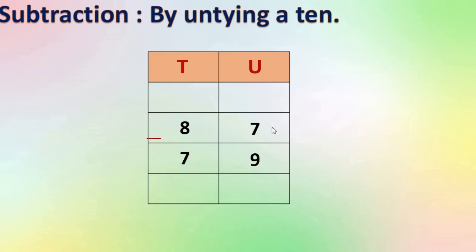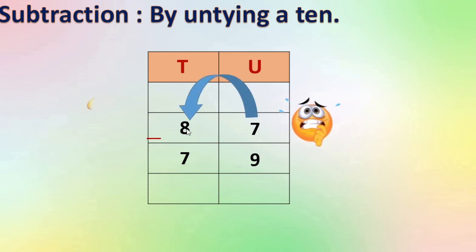Okay, again 7 is smaller than 9. So 7 is in the units and it requests 8 to borrow a 10. 8 accepts the request of the 7 and bifurcates itself into 7 and 1. Then it gives 1 ten to the unit and it becomes 7. Okay, and here in the units column 7 is already there, so it became 17 units. These 7 and 17 are new numbers instead of 8 and 7.